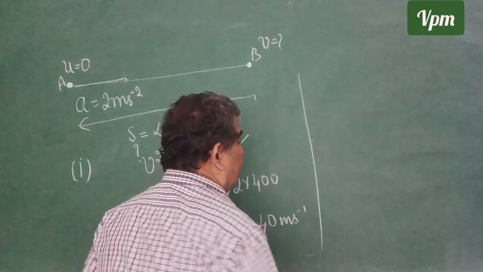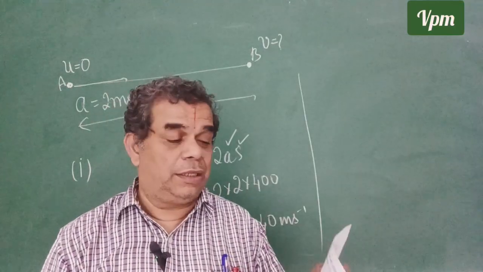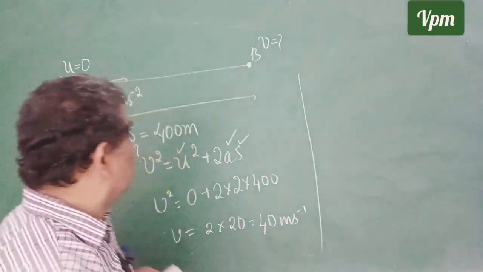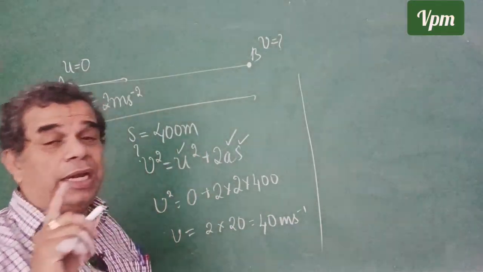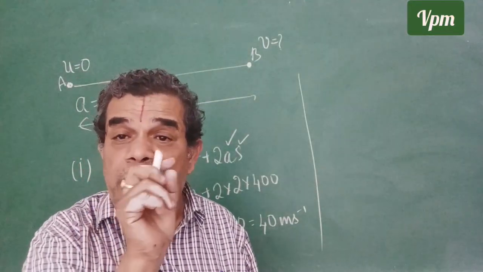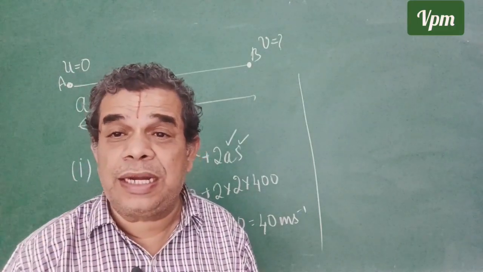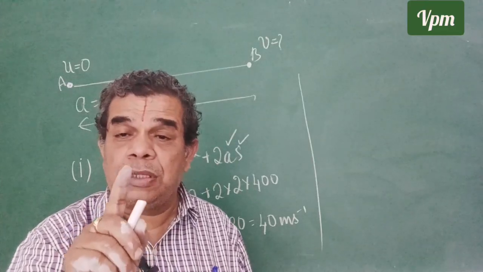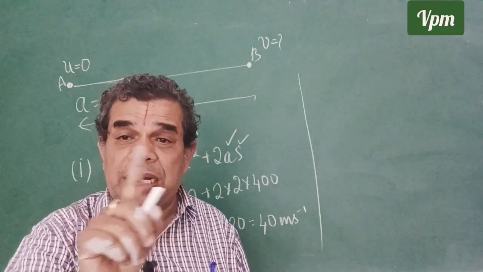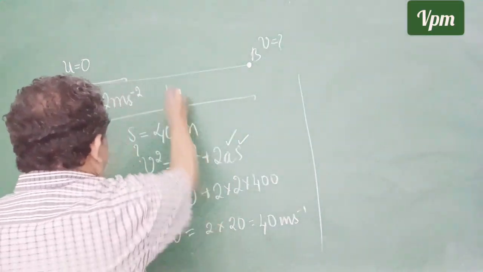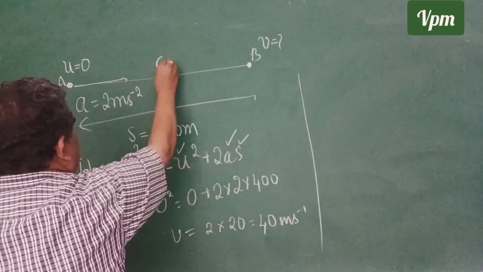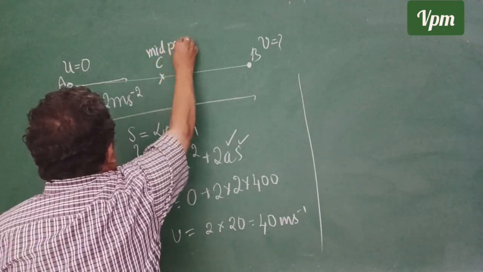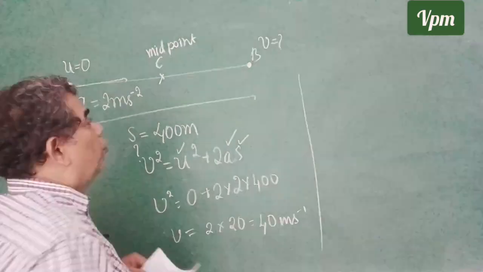Part 2 we think. Part 2 we read once again. At a point midway during motion. Midway. What does it indicate? After traveling through 200 meters. At a point midway, exactly the midpoint. So somewhere here we call it as C. It is the midpoint, midway or midpoint. There we want to calculate the velocity.